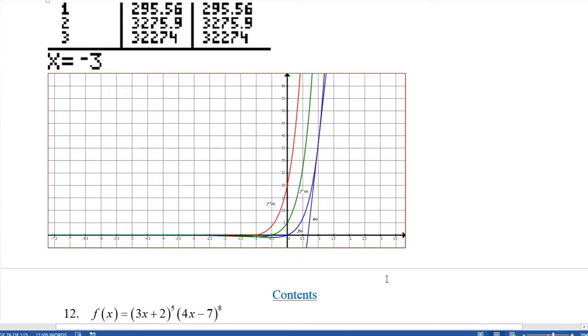Okay, well, we're back again. We're doing another derivative problem here. This one is a product of a couple of binomials to a power, specifically f of x equals 3x plus 2 to the 5th power times 4x minus 7 to the 8th power.